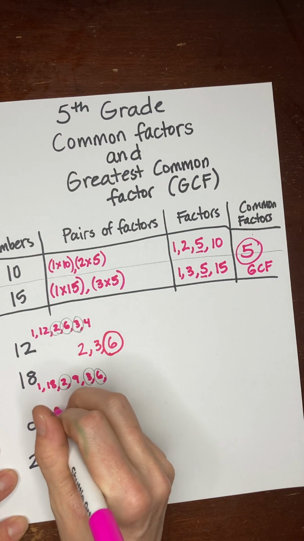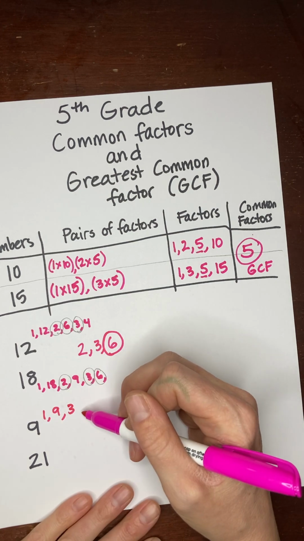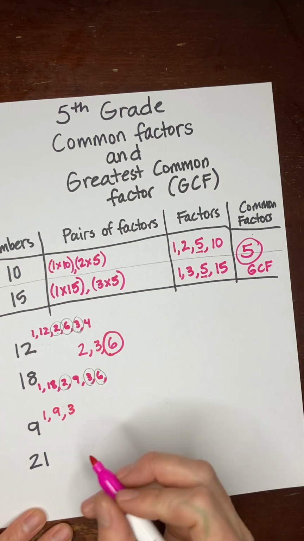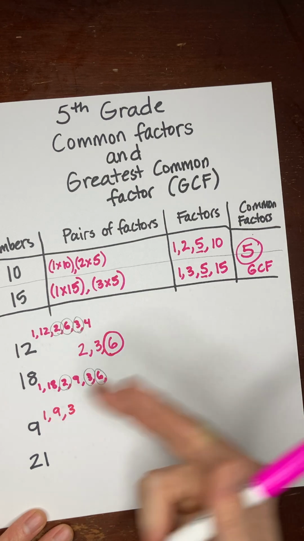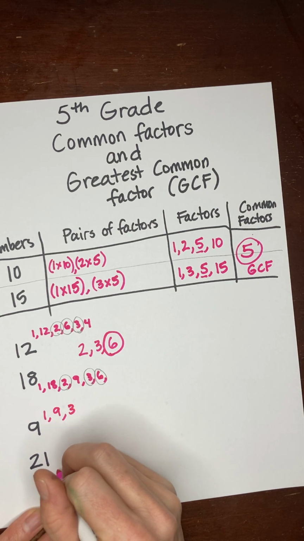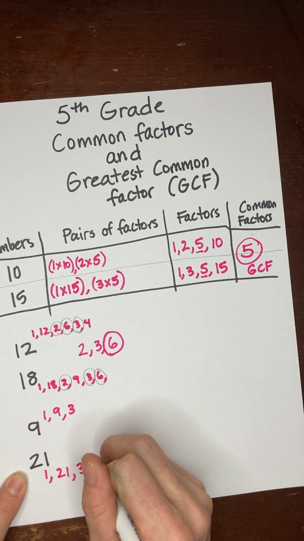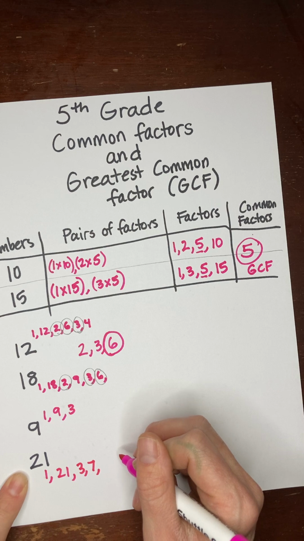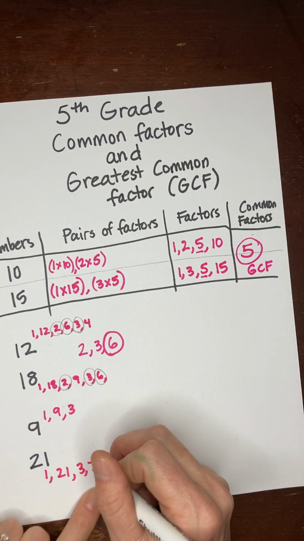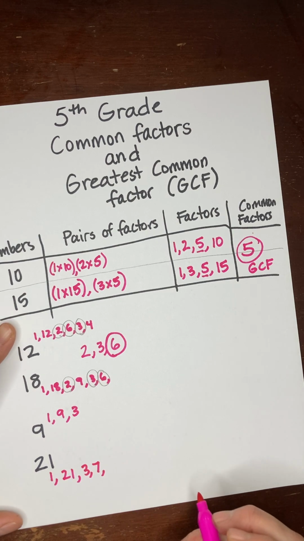All right, let's do it for 9 and 21. 9 is 1 times 9, and then we have 3 times 3. I don't need to write 3 twice. I could just write it once. 4, 5, 6, nothing else is going to go into 9. Let's see, 21. 1 times 21. 2 doesn't go in. 3 times 7. 4, 5, 6, 7. Well, I'm back at 7, so we know it's 7 times 3. So we already have everything in our list here.